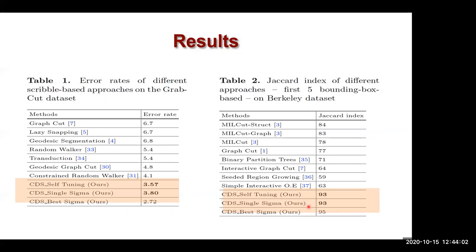And that's what happens with bounding box methods. Here we measure the Jaccard index, which is a measure of the overlap between two areas. Of course, here the larger, the better. And again, we were able to substantially advance the state of the art. So we have 93, 93, or 95 against the best one, which was 84.